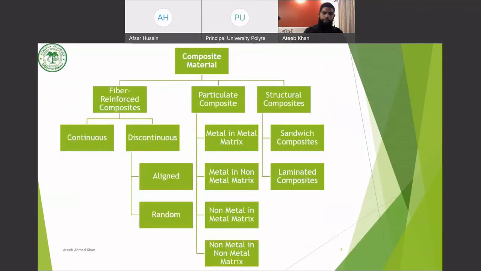So this figure will show you the different types of composite material, and the first one is your fiber reinforced composite material. Now, there are two types of fiber reinforced composite material. The first one is continuous fiber reinforced composite material, and the second one is your discontinuous fibrous composite material.